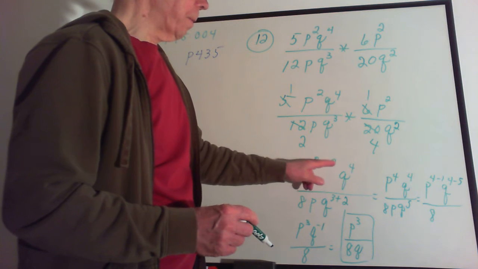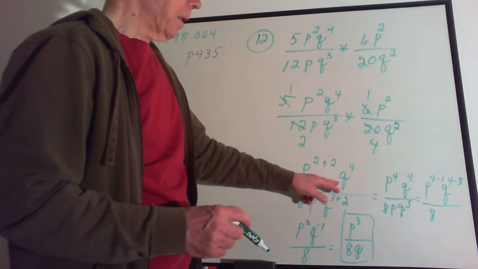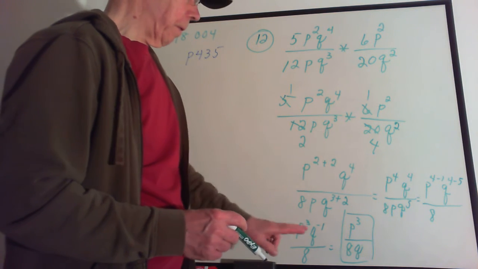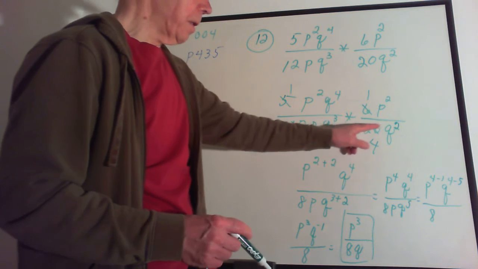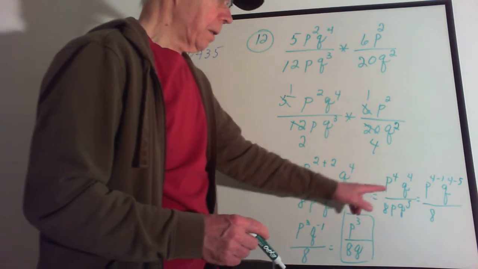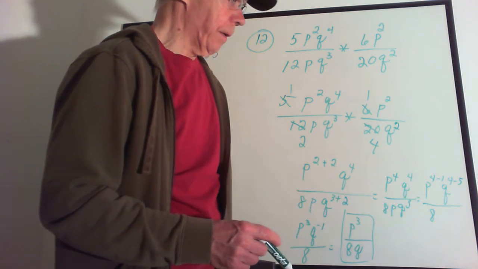So it's p to the 2 plus 2. Add my exponents when I multiply. q to the fourth. So it's going to be p, there's no p over there, and q to the third times q squared gives me 3 plus 2. So I'm going to do p to the fourth, q to the fourth over 8p q to the fifth.